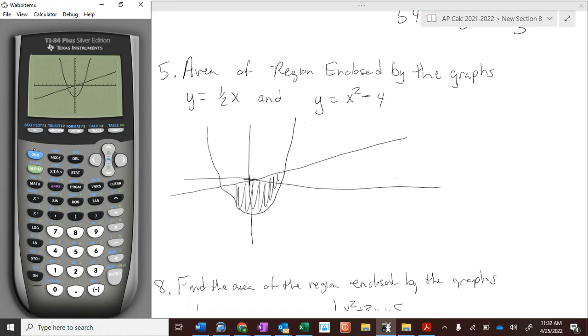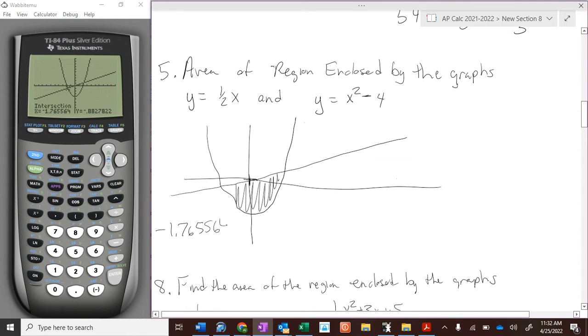So we've got to find out where they intersect. Second trace, intersect, number 5. You go over to this intersection point and press enter, enter, enter. And it's at negative 1.765564. Put all those decimals in.